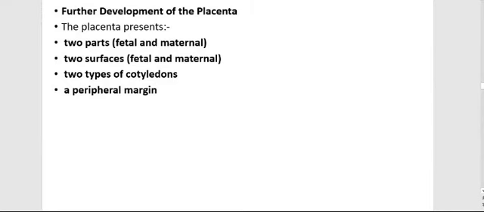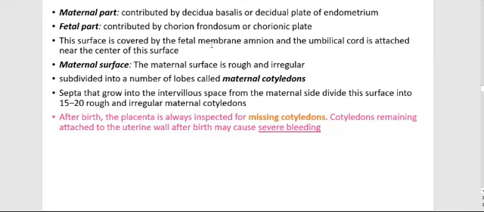So now, I think this one has been explained. It's just now trying to enlighten you that the placenta has developed. There are 2 parts, the fetal and the maternal, and 2 surfaces, fetal and maternal. And then there are 2 types of cotyledons, which I've just mentioned. The fetal cotyledon, which is just the chorionic villi itself, and the maternal cotyledon, that is just a lobule, which has been formed from the decidua basalis. All that has been explained, so I don't need to go through it again.